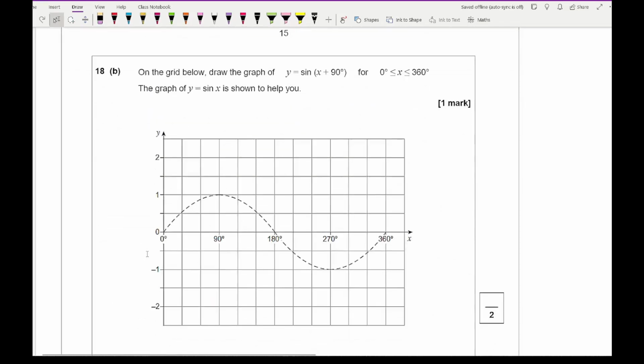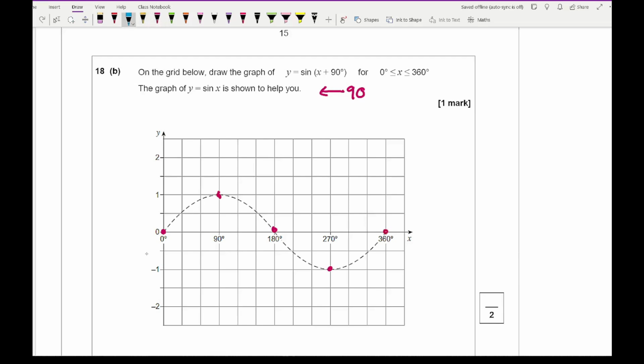Then for question 18b, it says on the grid below, draw the graph of y equals sine of x plus 90. So here I'm adding something to the x, so it's going to be a shift of 90 to the left. So again, if I pick my key points, what I'm going to do to each of those points is just move them across 90 degrees to the left.